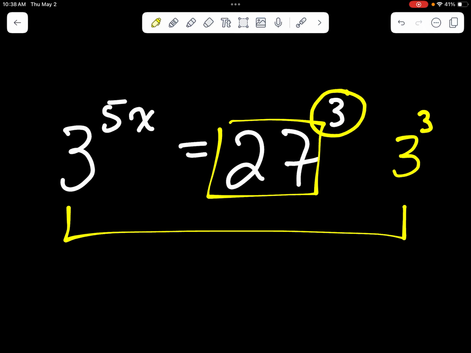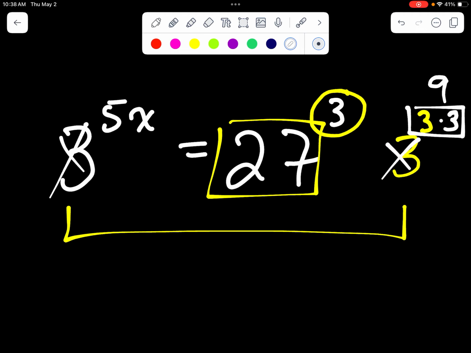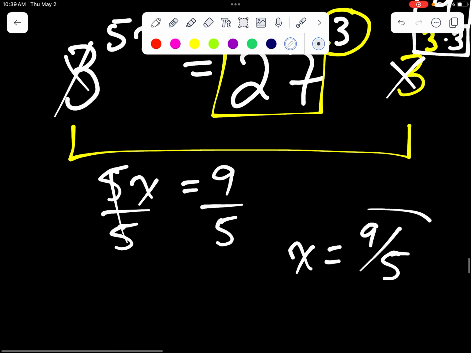But what do you do with this exponent here that we have in white? Well, you're going to take that and multiply it. So now that becomes 3 times 3, which is actually 3 to the 9th power. Now that my bases are the same, I can cross them out, and we create our new equation here. 5x equals, and we're using 9, right? So now we're going to just divide by 5, and I'm just going to leave it as a fraction here, 9 over 5.